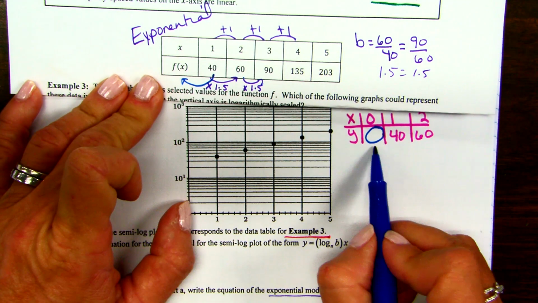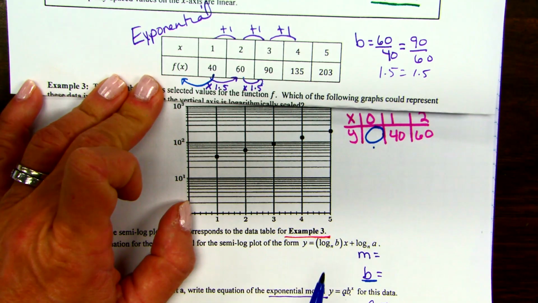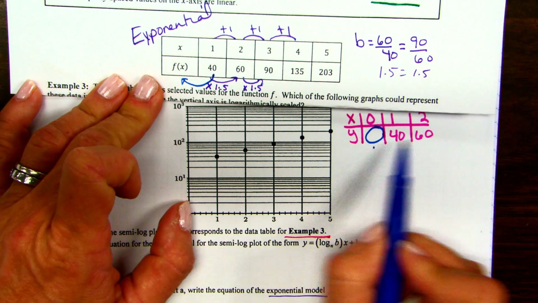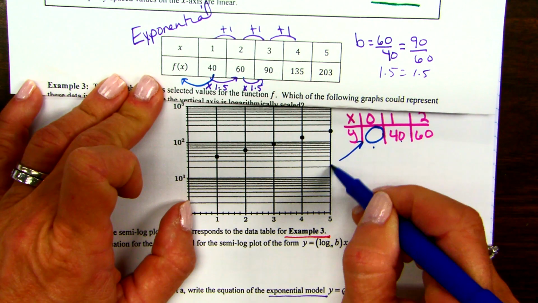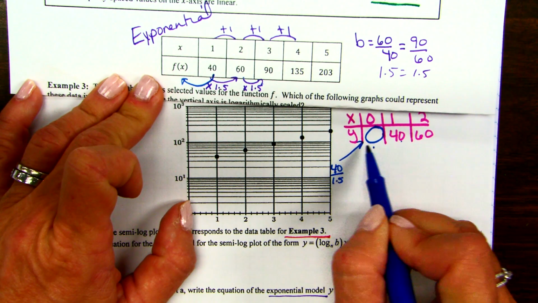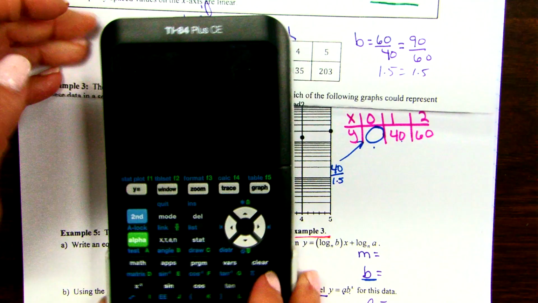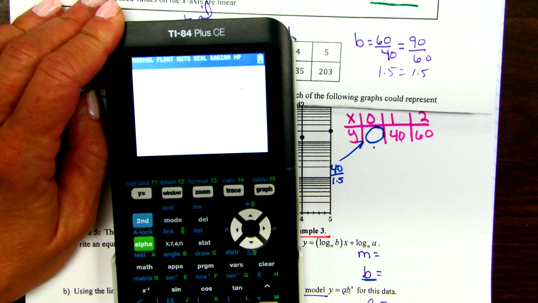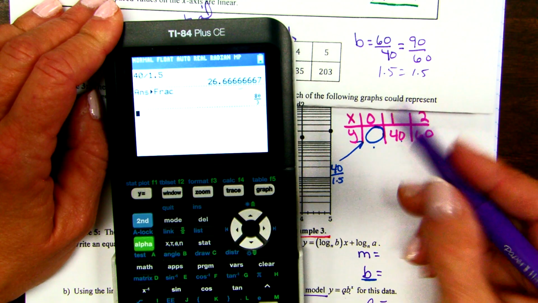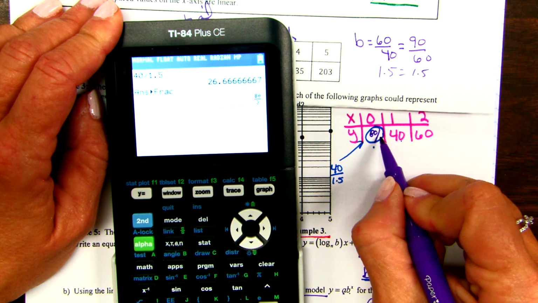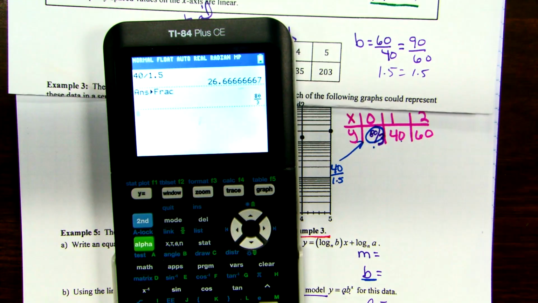So to find this number right here, don't write under it. You need space, actually. You need to do 40 divided by what? Yes, 40 divided by 1.5 is going to give me that number. So when I do 40 divided by 1.5, I get 26 point blah, blah, blah. Always see if you can write it as a fraction so you don't have to round. So math, enter, enter. Yep, I'm going to write that as 80 over 3. I'll put that in. 80 over 3, right?